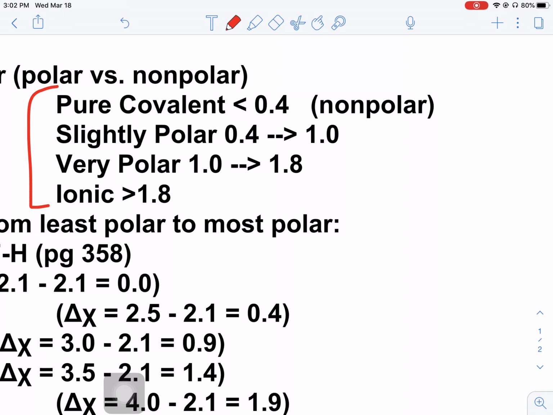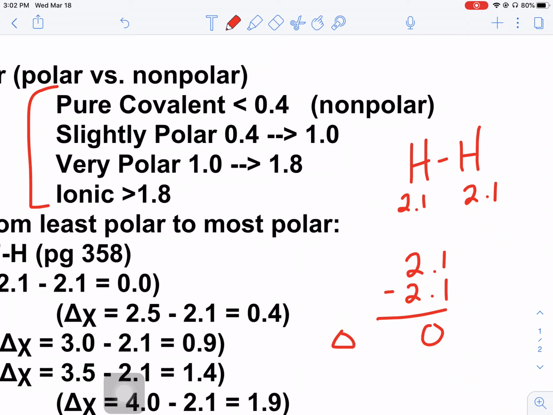So a couple examples. We'll start with an easy one. Hydrogen molecule. Hydrogen is bonded to hydrogen with a single covalent bond. What we want to do is find the difference in electronegativity. In this case, I know that hydrogen is about a 2.1. So if I do some simple math, 2.1 minus 2.1 is 0. So the difference in electronegativity for hydrogen is 0, in which case hydrogen would be pure covalent, or we could say that it is nonpolar.